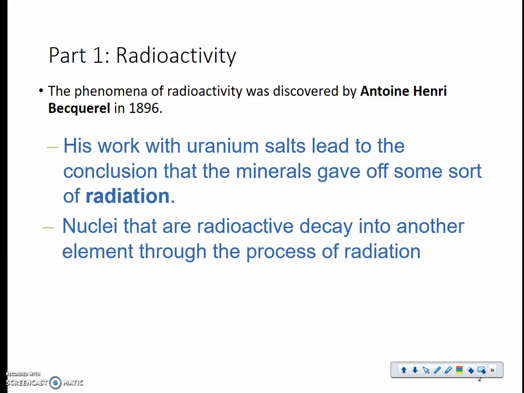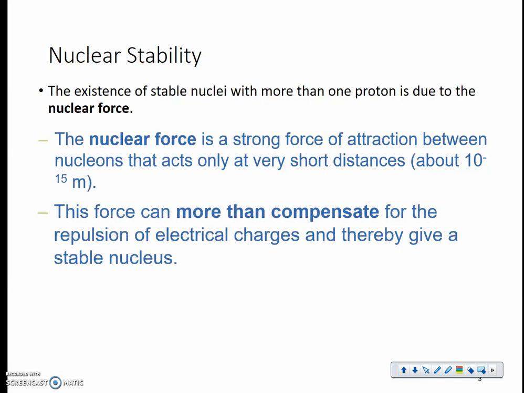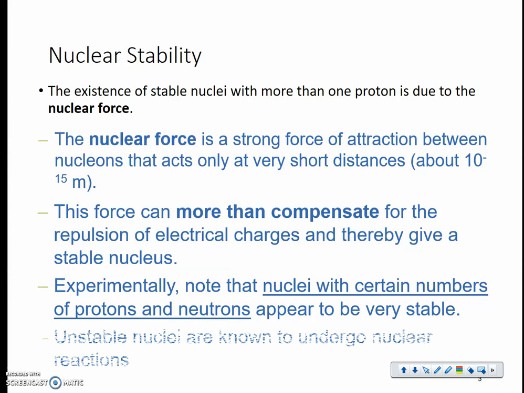So normal reactions are just rearranging atoms to form new compounds. In these reactions, we actually turn from one element into another element. We call this radioactive decay or radiation. So elements that do this has to do with the stability of the nucleus itself.